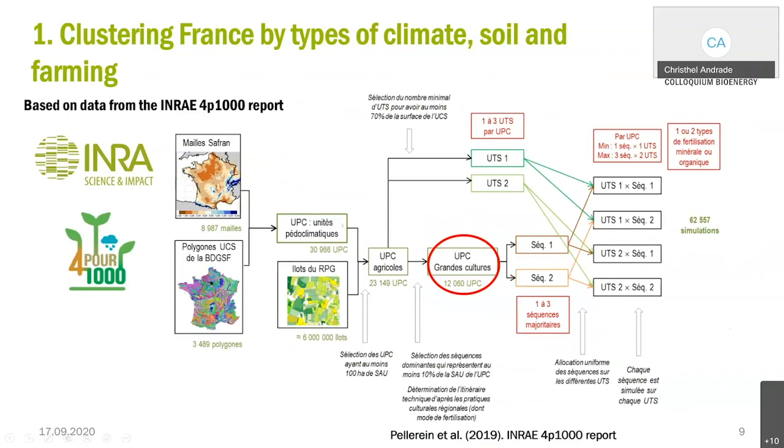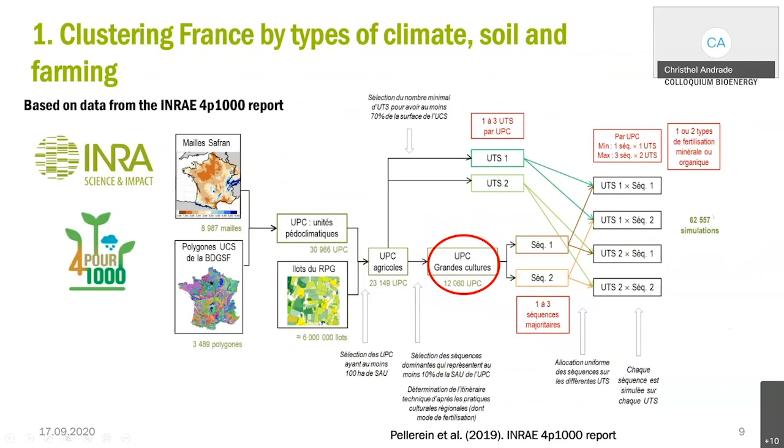Then these pedoclimatic units have been selected using the agricole parcel register, where each farmer uploads information about their crops, to select only the UPCs that are agricultural. Then we have selected only those UPCs that contain the main cultures in France. So for example, we are removing those grasslands that are not agricultural. In each UPC, we have many different crop sequences, but only the main 3 sequences have been selected. And also for the type of soils, we have selected only those that cover 70% of the UCS.